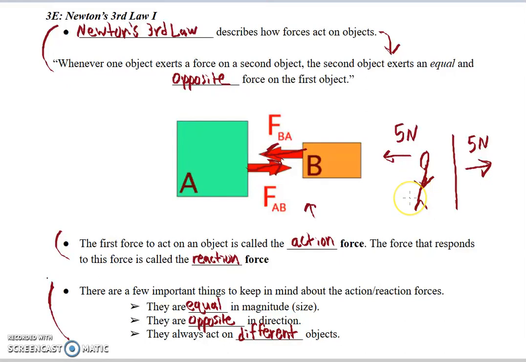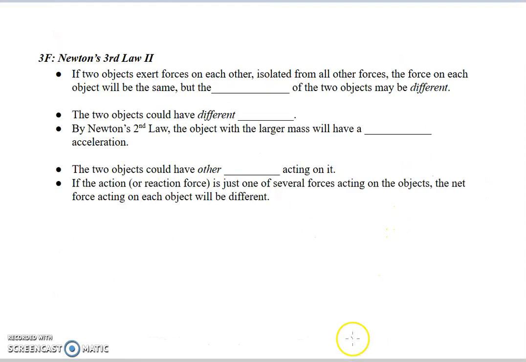That idea of action and reaction. All right, so let's move on to the next page. And this page is really talking about some of the subtleties and some of the things that pop up out of the third law. So if you have two objects exerting forces on each other and they're isolated from all other objects, the force of each of them is going to be the same.